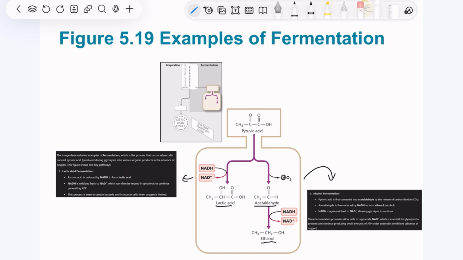So this figure here shows 2 key pathways. 1. Lactic acid formation. So the pyruvic acid here is reduced by NADH to form lactic acid. The NADH is oxidized back into NAD+, which can then be reused in glycolysis to continue generating ATP. This process is seen in certain bacteria and in muscle cells when oxygen is limited.